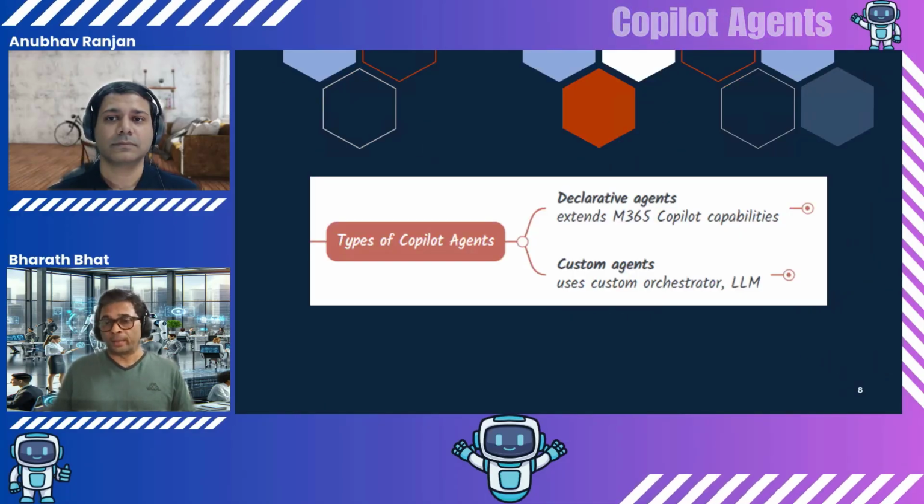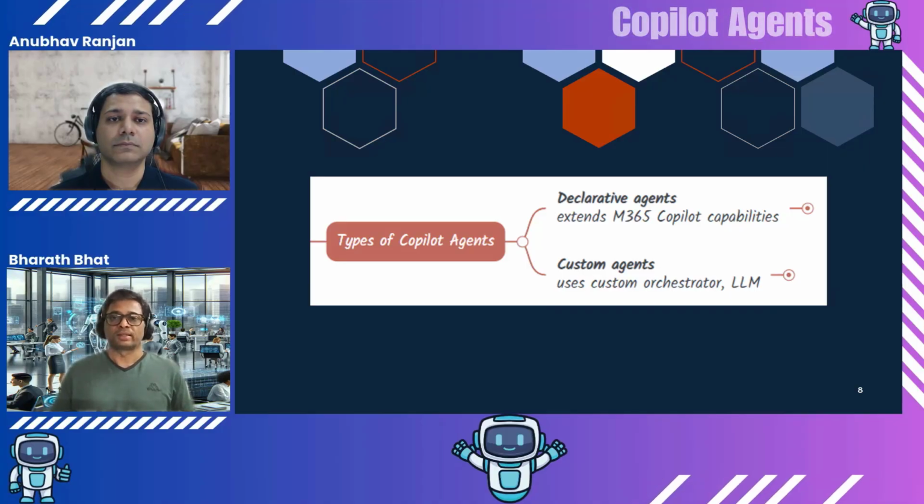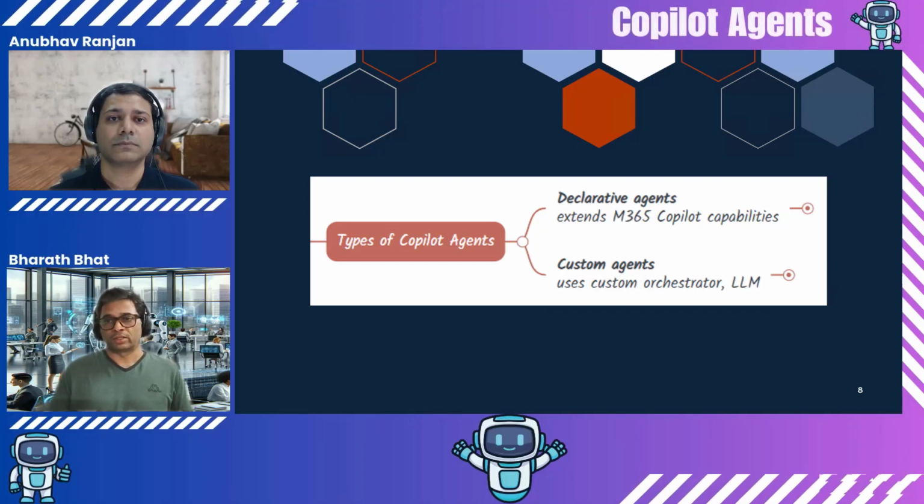Just a quick recap, one minute on this one. The two types of Copilot agents that we have are either declarative agents or custom agents. Declarative agents are the agents that extend the capability of Microsoft 365 Copilot. So you're using the same orchestrator and the LLM, but you are giving a specific focus to that agent by saying only look at these knowledge sources or perform this kind of actions that the agent is configured to do.